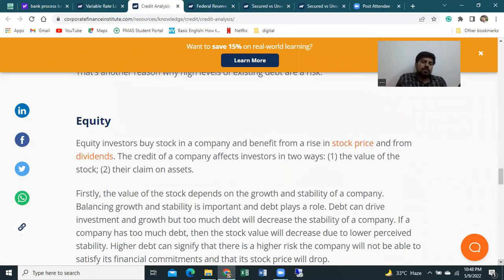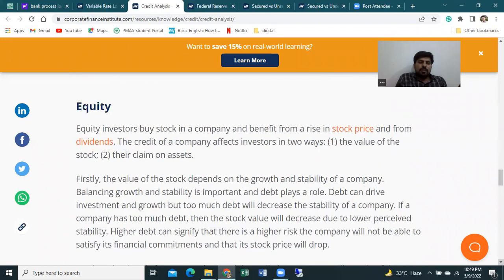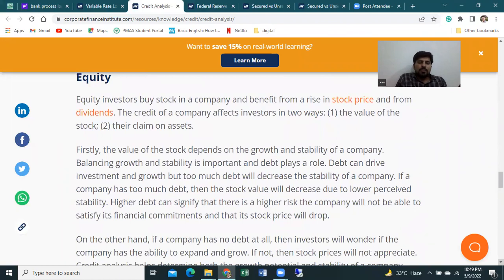The equity invested by the stockholder in the company benefits from the rising stock price and from dividends. The credit quality of the company affects the investor in two ways: the value of the stocks and the claim on the assets. Firstly, the value of the stocks depends on the growth and the sustainability of the company. Balancing growth and stability is important, and debt plays a role. Debt can drive investment and growth, but too much debt will decrease the stability of the company. If the company has too much debt, the stock value will decrease due to the lower perceived stability. Higher debt can signify a higher risk that the company will not be able to satisfy its financial commitments, and the stock price will drop.